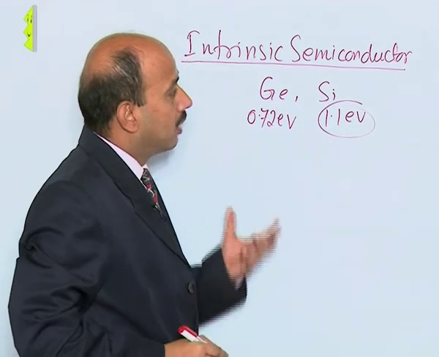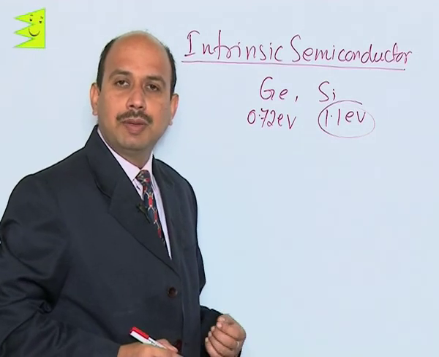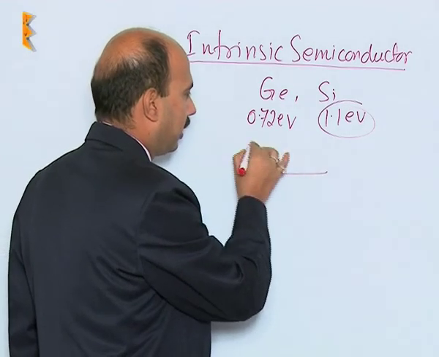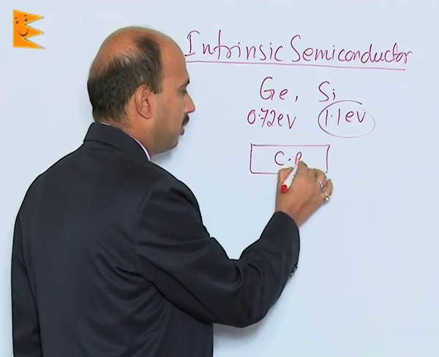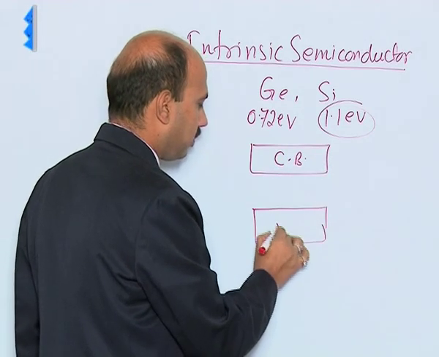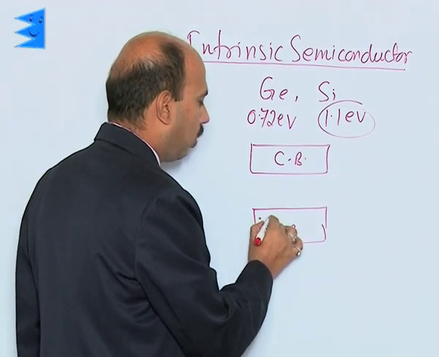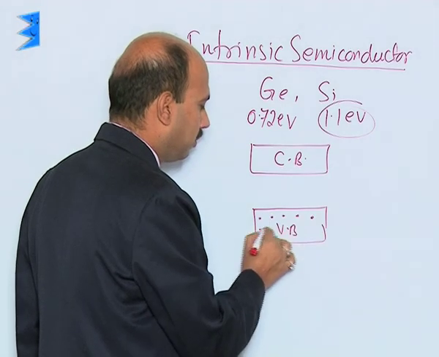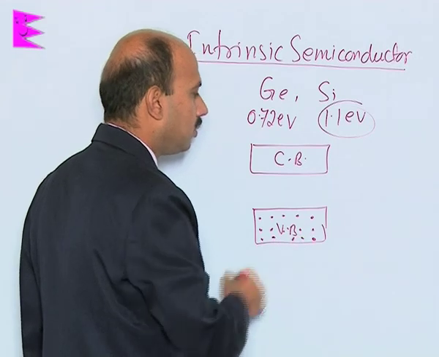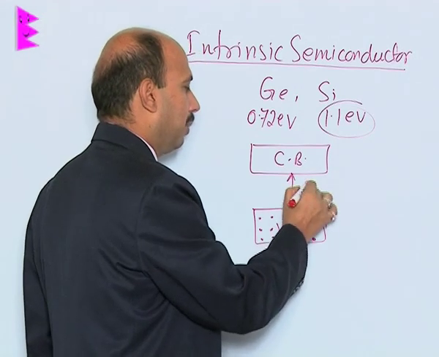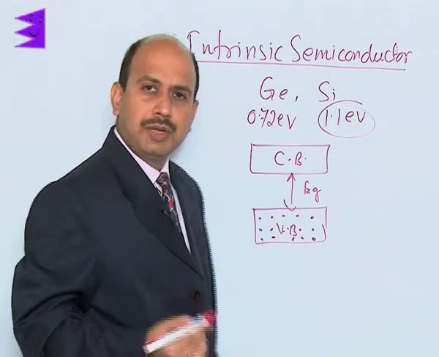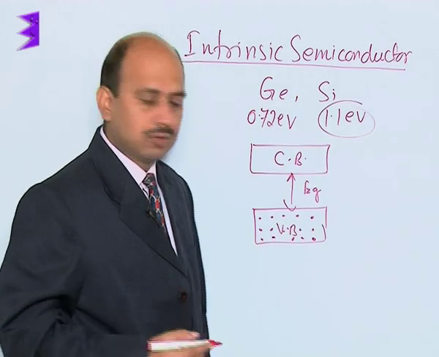Now, conductivity of the semiconductors depends on temperature. If you take the energy band for an intrinsic semiconductor, there is a conduction band and here is a valence band. The valence band has got valence electrons over here, and this is the energy gap here. The conduction band is almost empty, there are no electrons.